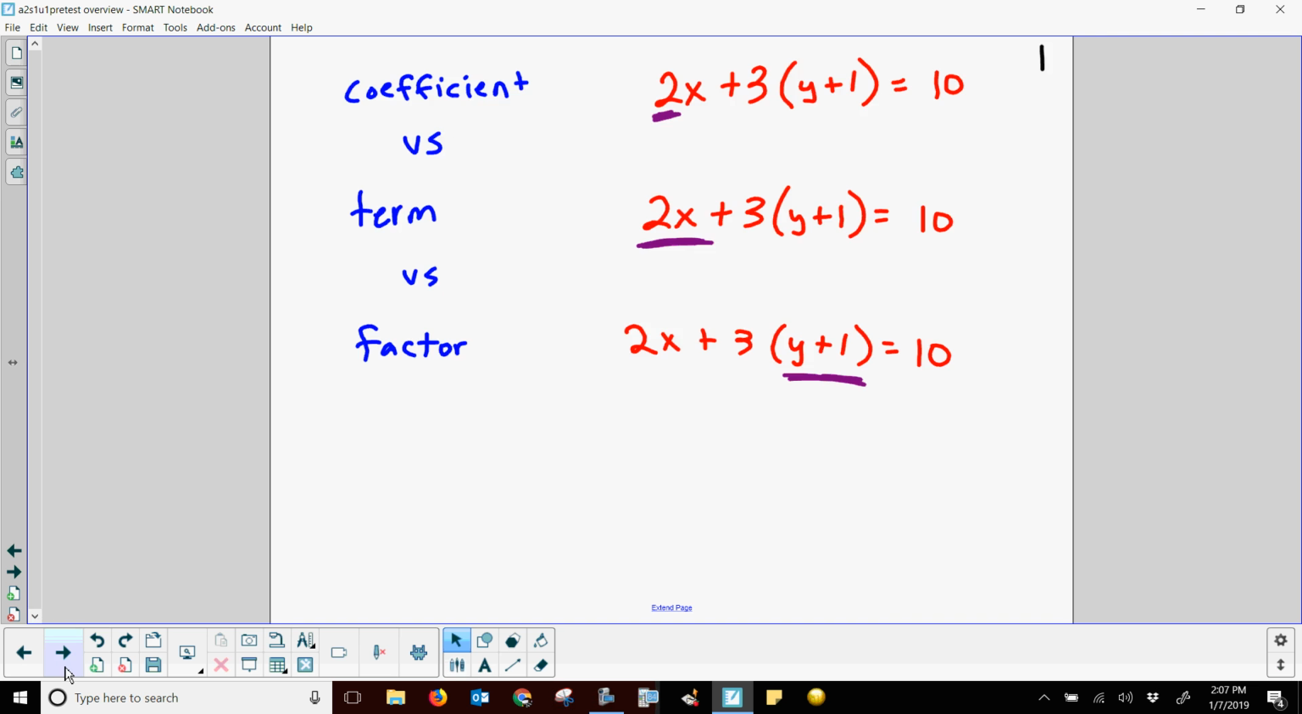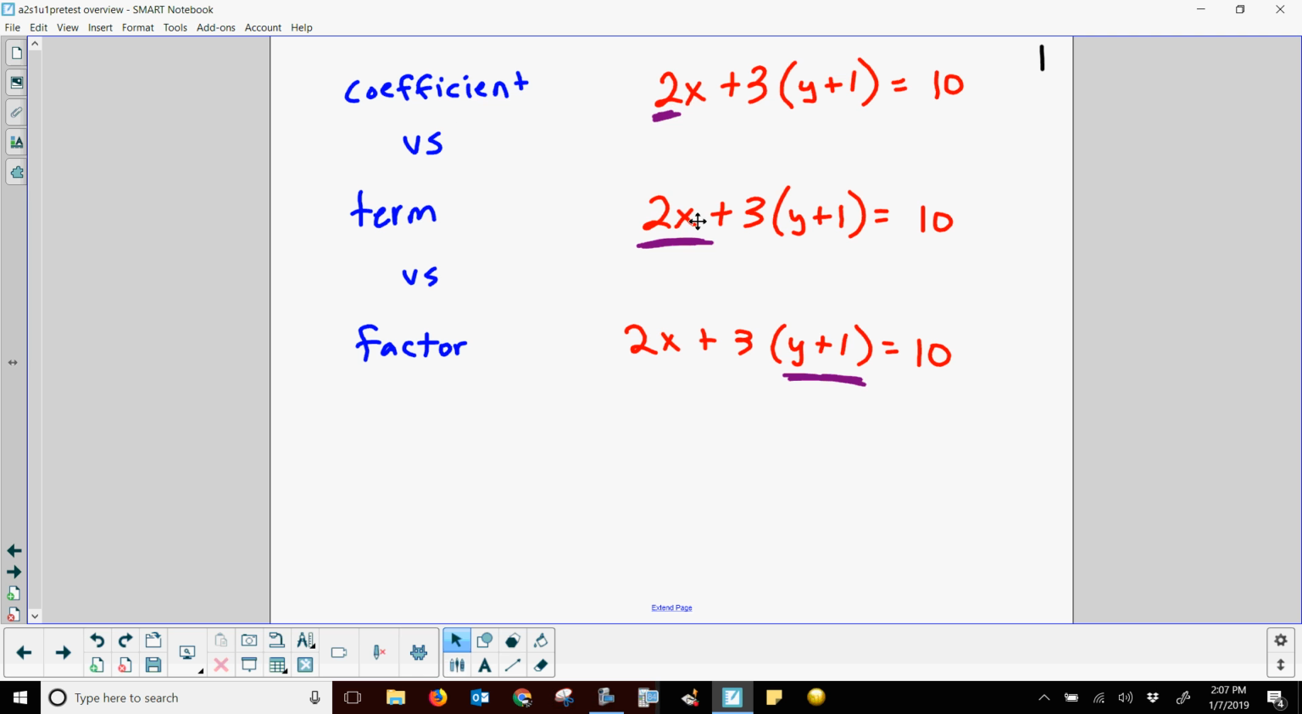We're going to begin with concept number 1, coefficient versus term versus factor. A coefficient is really just a number sitting in front of a variable, telling me that there's two x's right here. That way I don't have to write x plus x. So the number sitting in front of a variable is called a coefficient.